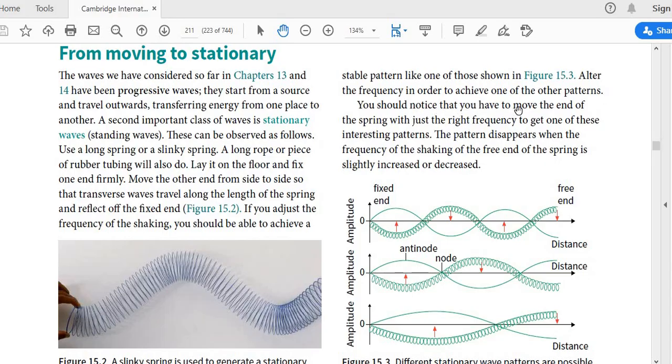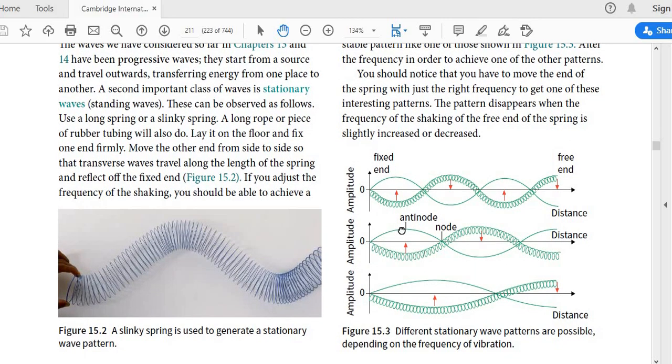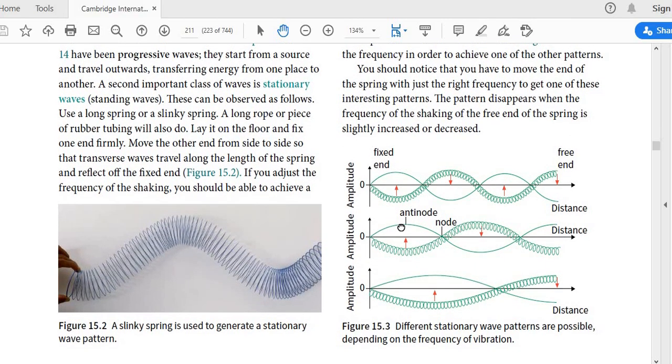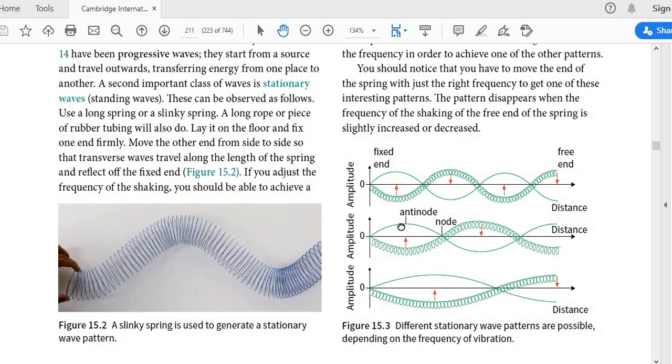You should notice that you have to move the end of the spring with just the right frequency to get one of these interesting patterns. The pattern disappears when the frequency of the shaking of the free end of the spring is slightly increased or decreased. Okay, so there are so many videos online, you can check on how these waves are created, how to produce stationary waves.